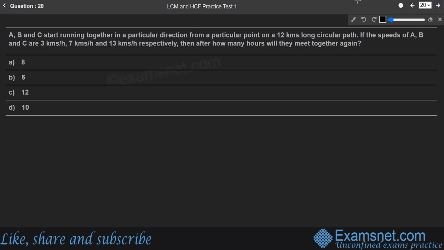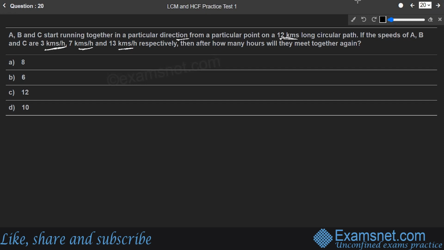Next, A, B, and C start running together in a particular direction from a particular point on a 12 kilometers long circular path. If the speeds of A, B, C are 3 km per hour, 7 km per hour, 13 km per hour respectively, then after how many hours will they meet together again? So obviously, there is a clear case of LCM. After how many hours they'll meet again? They will meet again at the LCM hours only.